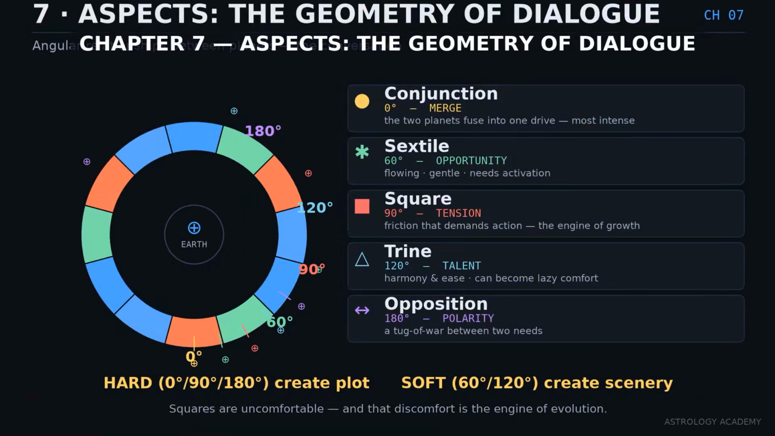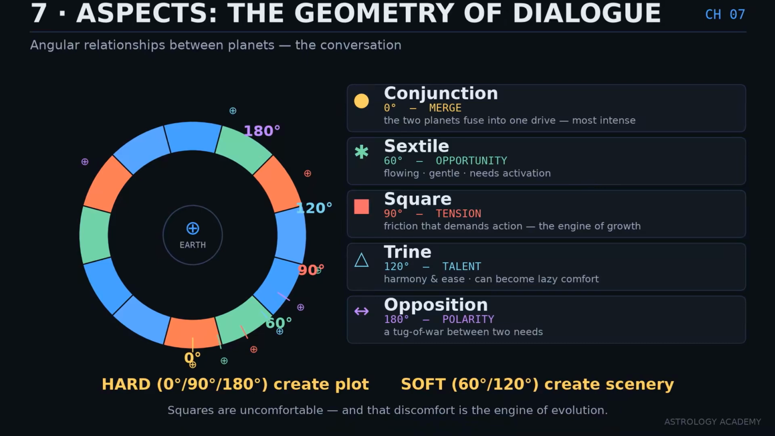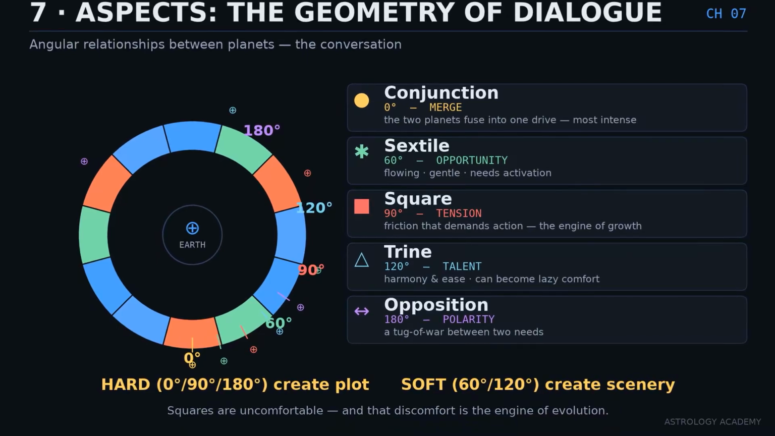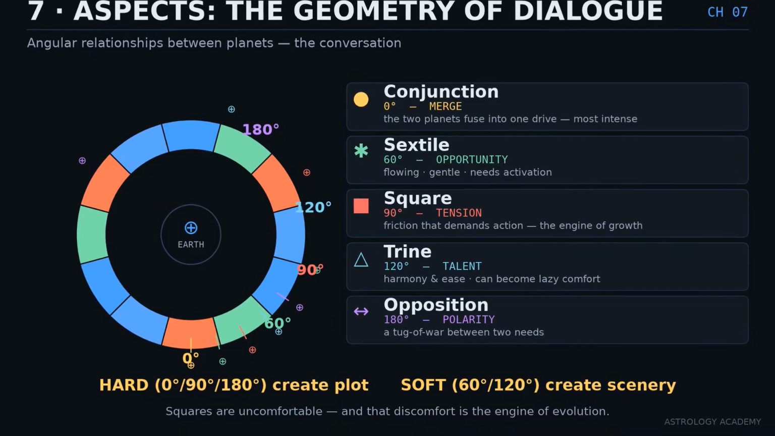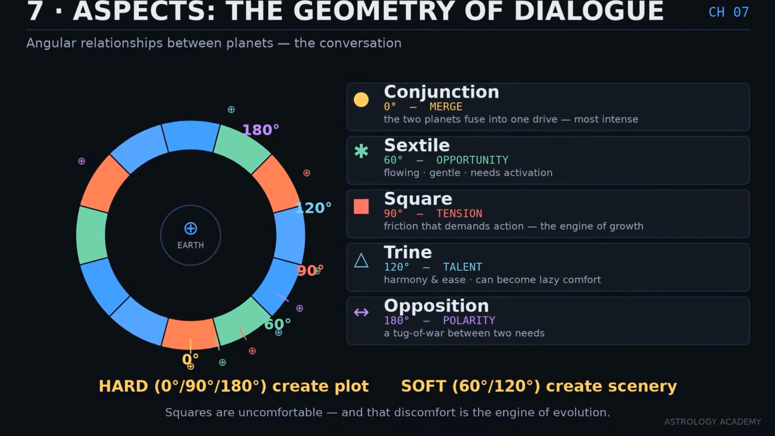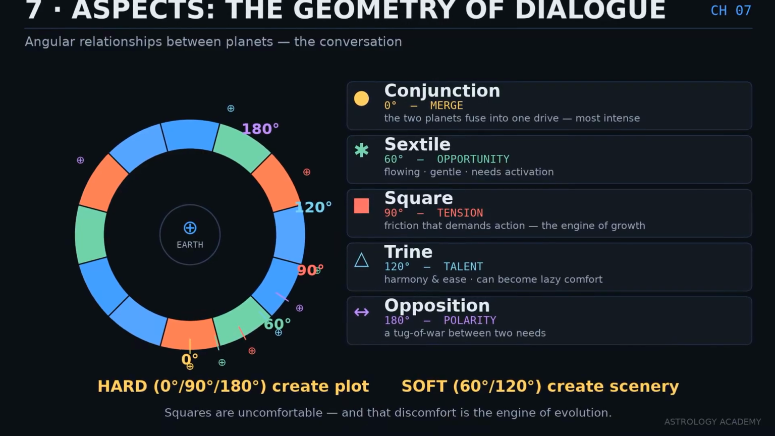The planets have spoken individually. Now they must speak to each other, and that conversation is the aspects. An aspect is an angular relationship between 2 planets, measured in degrees around the wheel. The zodiac is a 360-degree circle, and the aspects are the harmonic intervals of that circle.